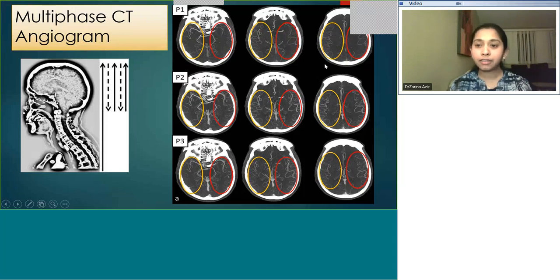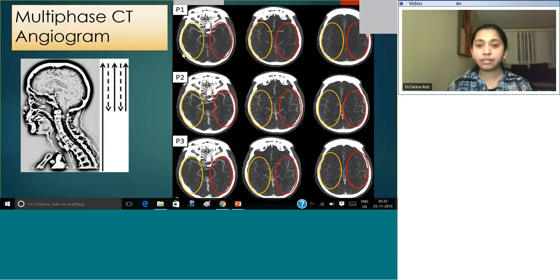If you look at the topmost set of images, you can see there is an abrupt occlusion of the left MCA, and then the number of vessels in this MCA region is reduced as compared to the right side, especially on this image, on the second image if you see.